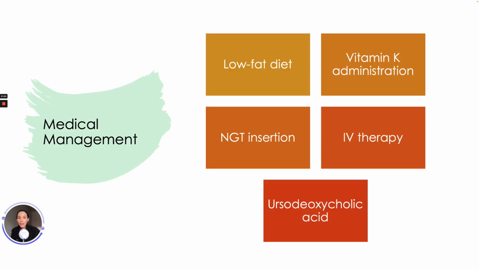So medical management, these patients will be put on a low-fat diet to prevent attacks. We will administer vitamin K to manage itching, jaundice, and bleeding tendency due to vitamin K deficiency. They may have an NG tube insertion during acute attacks, and they may need intravenous therapy during acute attacks.